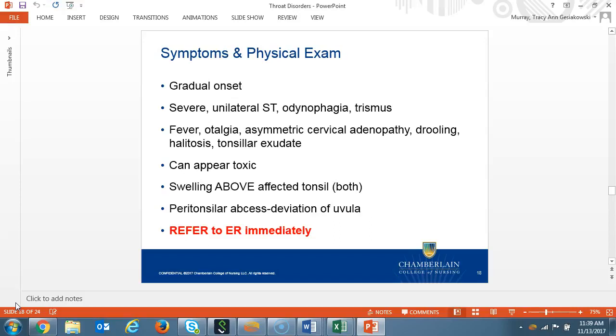Abscess and cellulitis both have swelling above the affected tonsil, but with abscess, there is more of a discrete bulge with deviation of the soft palate and uvula and more pronounced trismus. Patients should be referred to the emergency room immediately as maintaining airway patency and preventing sepsis is a concern.